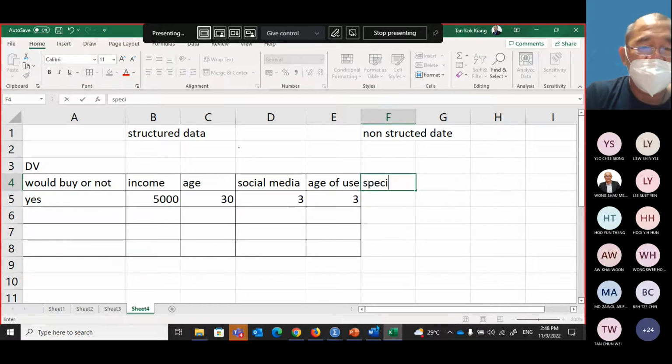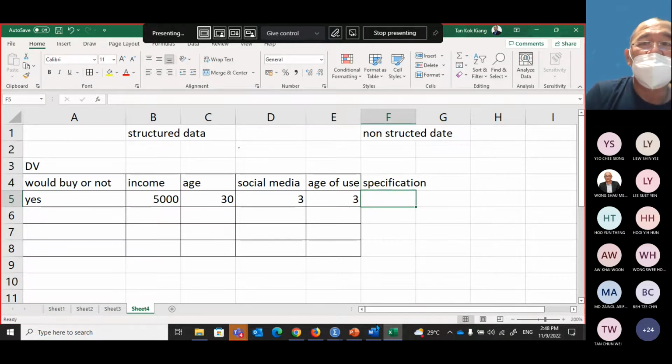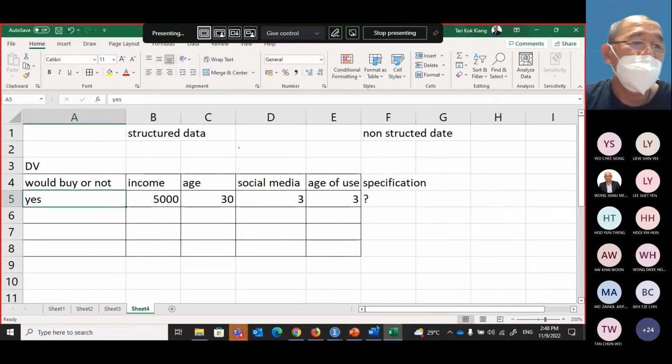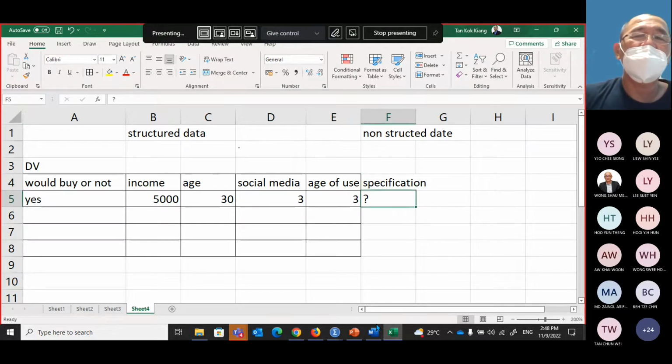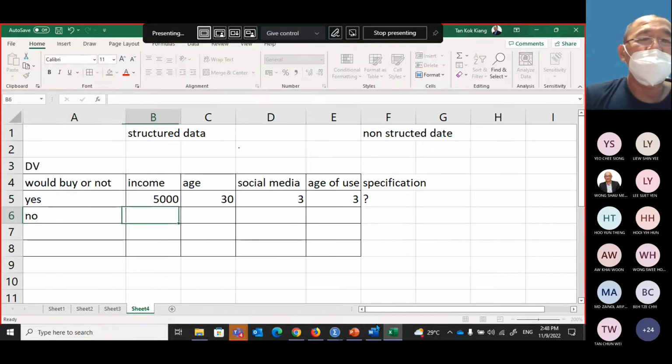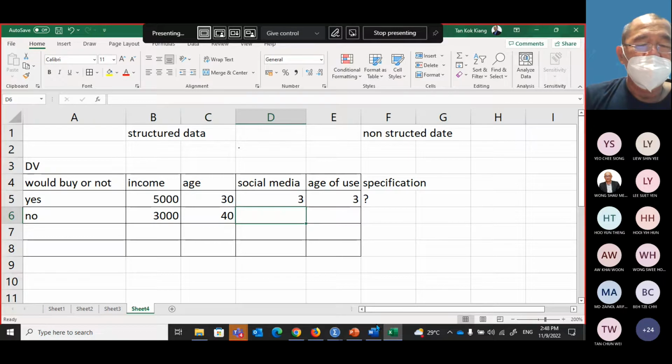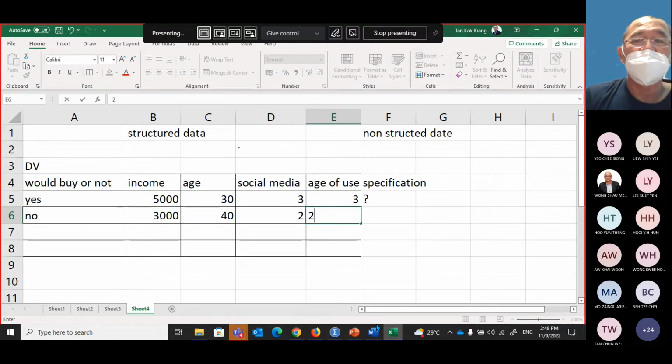Based on what you are suggesting, specification: how are you going to put the value here? Cannot. This value must reflect the respondent, meaning you ask the respondent to fill in. You cannot put this in, because this is for the handphone, not for the people. For example, the second respondent is not going to buy. Income, let's say 3,000. Age 40. Social media 2 hours. But this one, how?